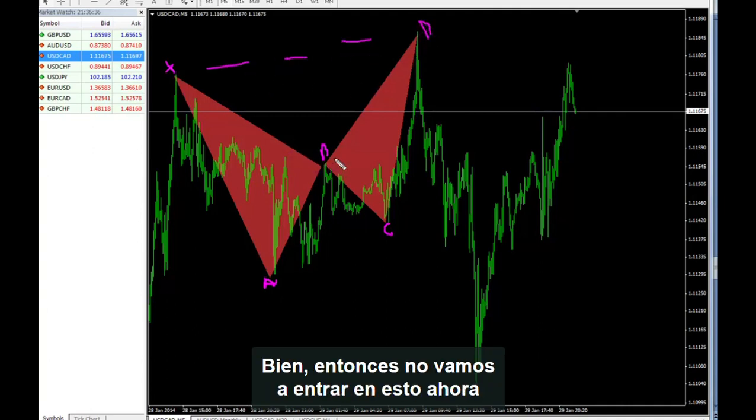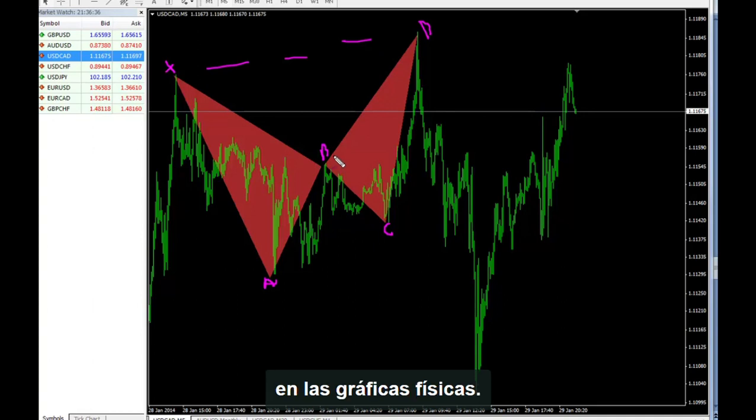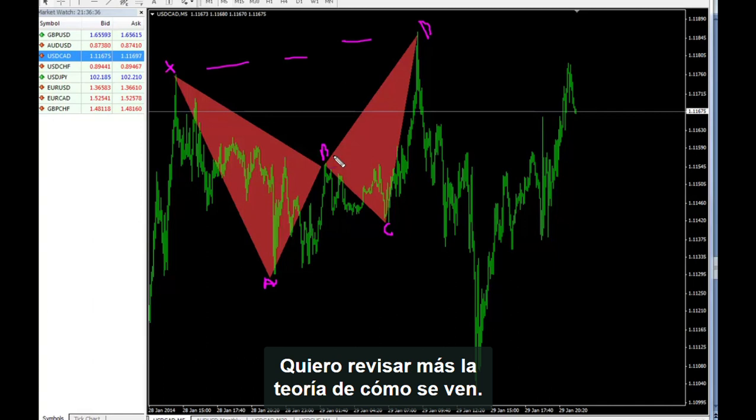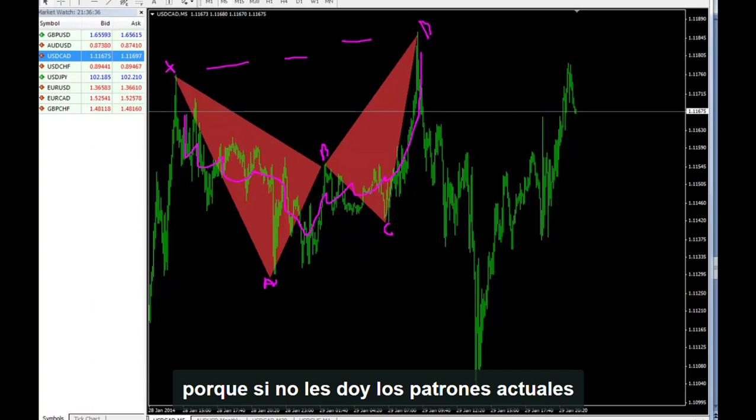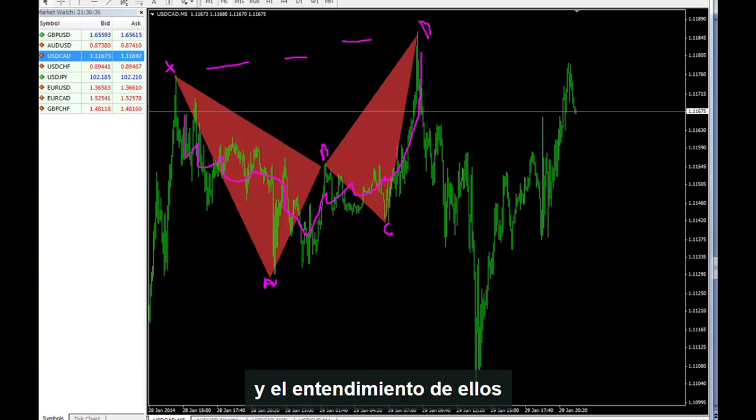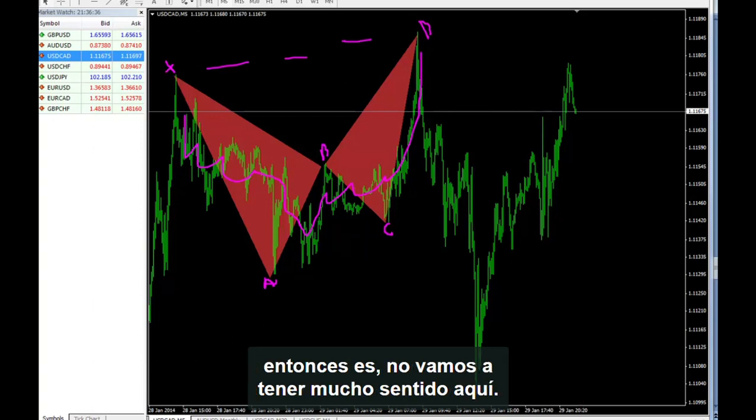All right, so we're not going to get into this right now in the actual physical charts. I want to go over more on theory, on what it looks like. I'm not worried about all these crazy price bars right now, because if I don't get you the actual patterns and the understanding of them, then we're not going to make much sense here for you.